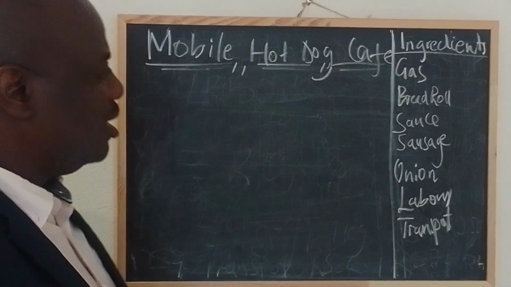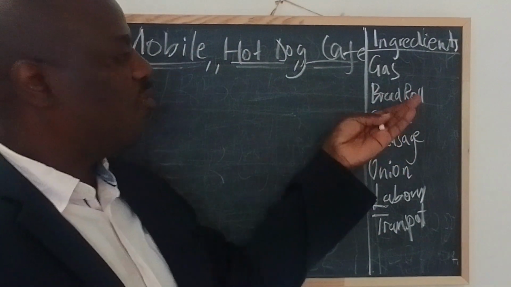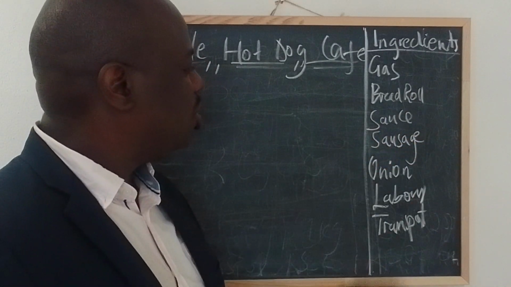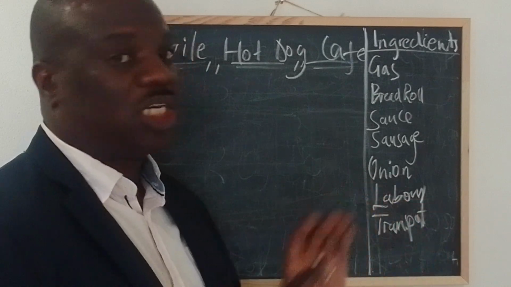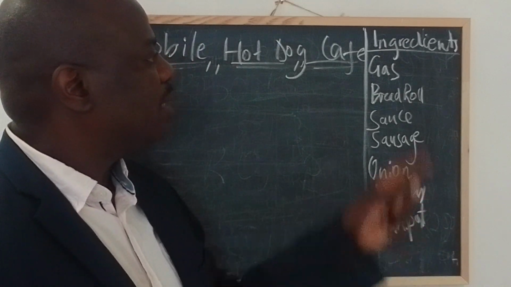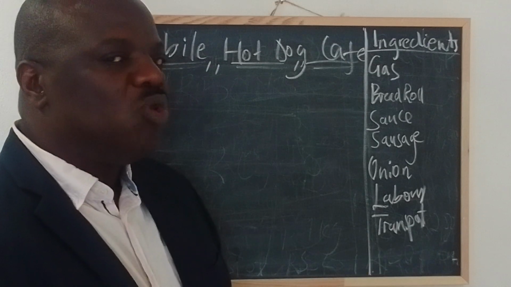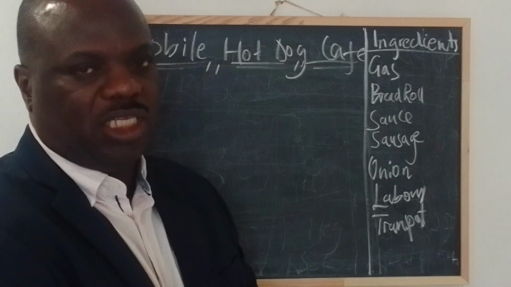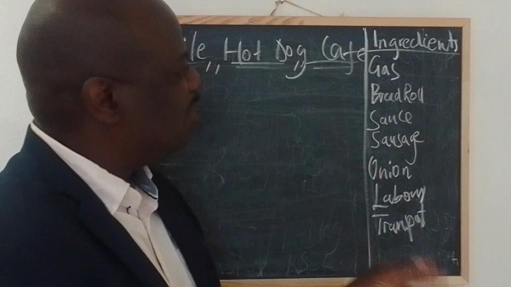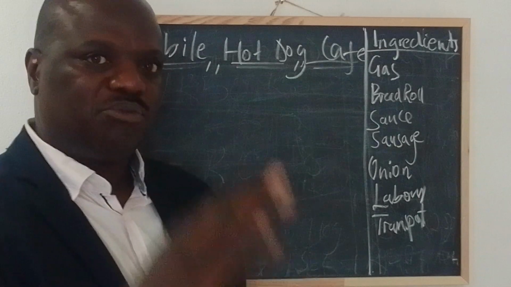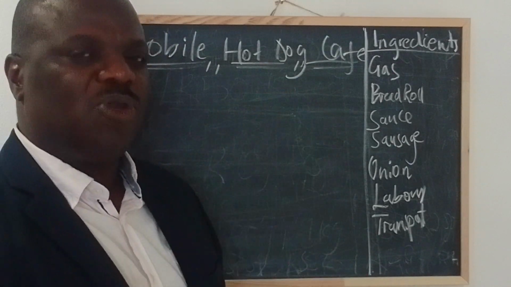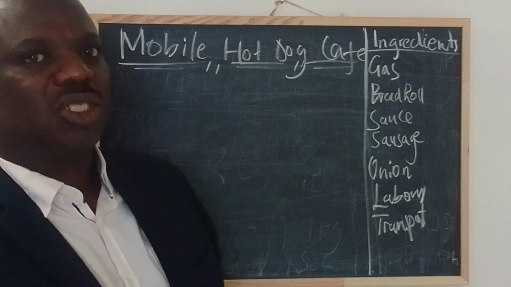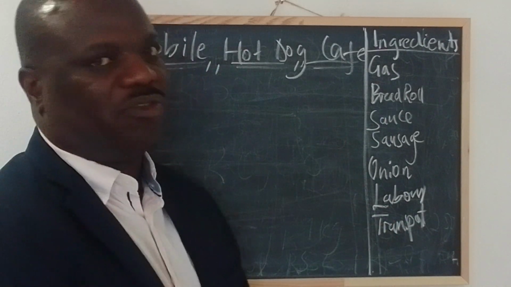Now, let's look at the ingredients for making the hot dog. Of course, you need your bread roll, your sauce, your sausage, your onion, your labor, your transport, and your gas. I am looking at the ingredients because they are directly involved in making the hot dog. These are what we call your variable cost because they go up and down. When you make more hot dogs, you need more of them. When you make fewer hot dogs, you need less of them.